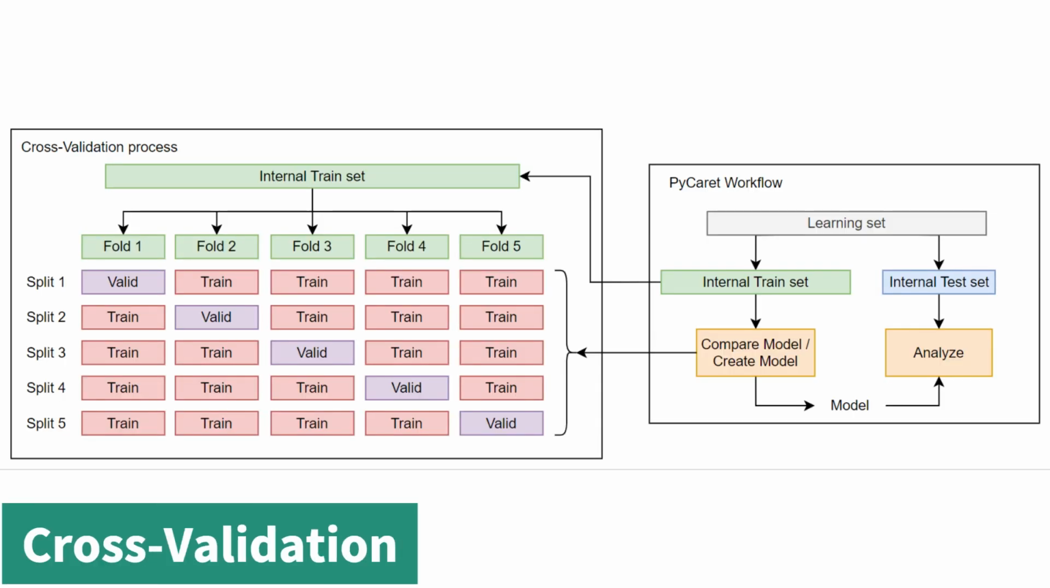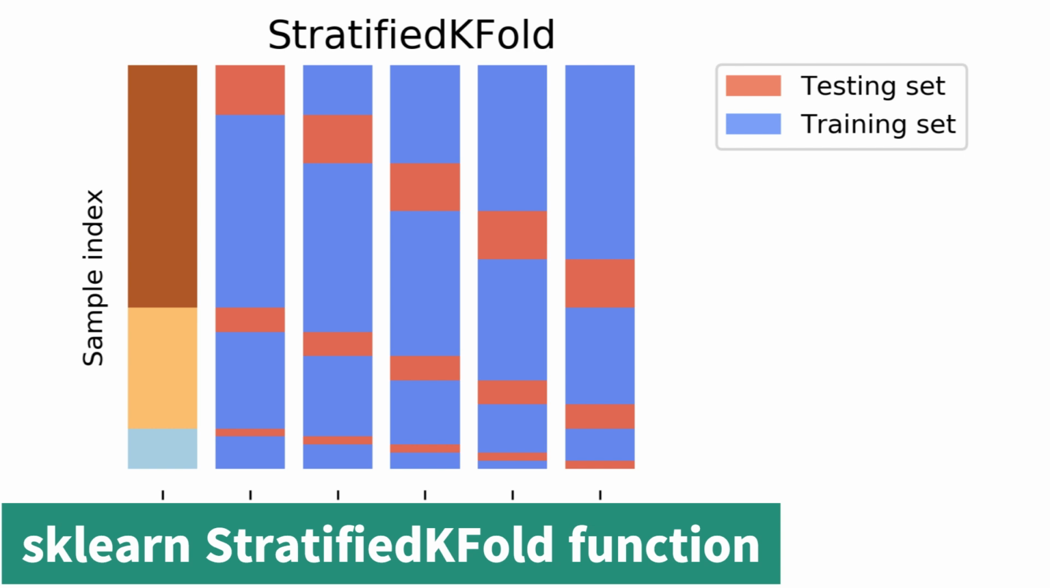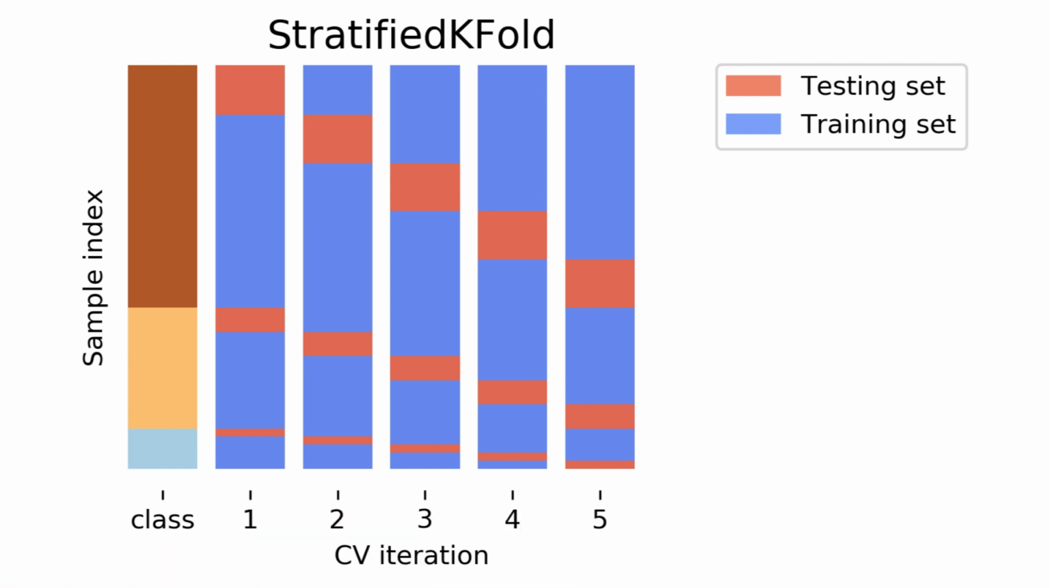Then PyCaret will define folds on the train data to use for the cross-validation part, which will be executed using the train model or compare models nodes. The definition of the folds will also be done using a random seed, also defined through the session ID parameter of PyCaret. By default, PyCaret uses the stratified kfold method from scikit-learn to define the folds. The stratified method ensures that each class from the target is represented equally across each fold.